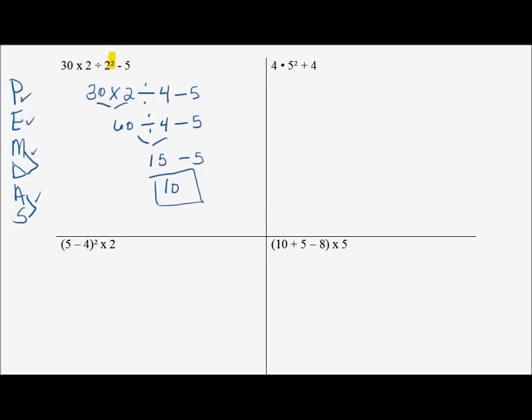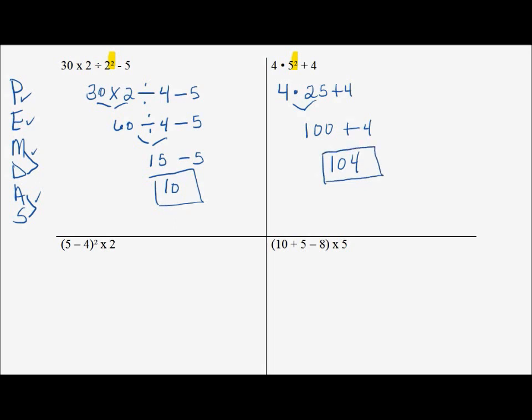For my next one, I don't have any parentheses again. However, I do have this exponent again. So I have to evaluate that first. So I'll bring down the 4. 4 times 5 to the second power is 25 plus 4. Now I'll do my multiplication from left to right. 4 times 25 is 100 plus 4. 100 plus 4 is 104. And that's my final answer.